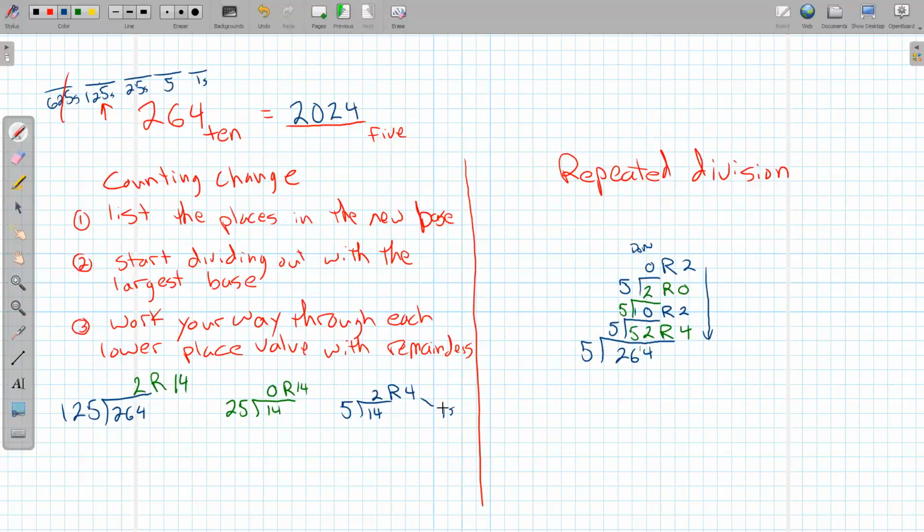So I did this two different ways. I get the same result each time. Sometimes you might make a mistake in one way or the other. The real way to check is by expanding this. So I got the answer up there. I'm going to check by expanding.